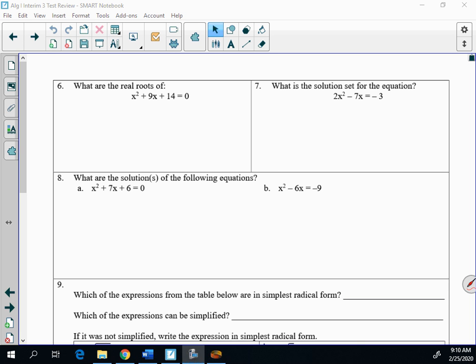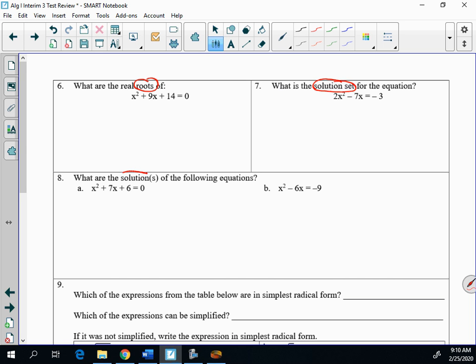Hey, Algebra 1, here's page 3 of our Interim 3 test review. Whenever we see these vocabulary words like roots or solution set, solutions, and so on, they all mean the same thing. So roots are the same as solutions, are the same as your zeros that we talked about for the last test, and they are all the x-intercepts. So we are going to graph every single one of these on Desmos.